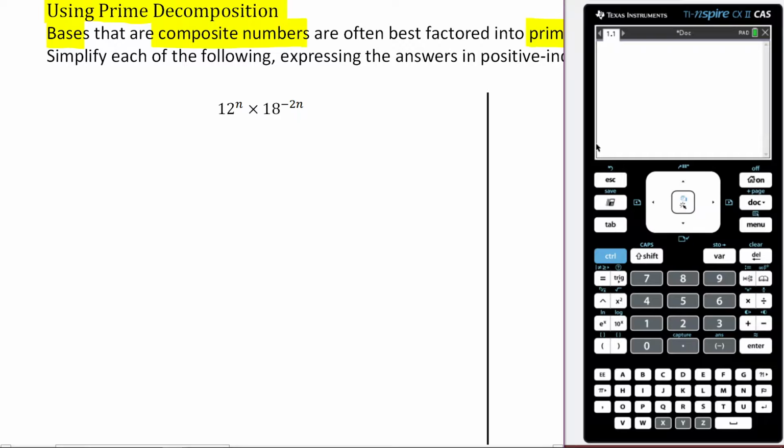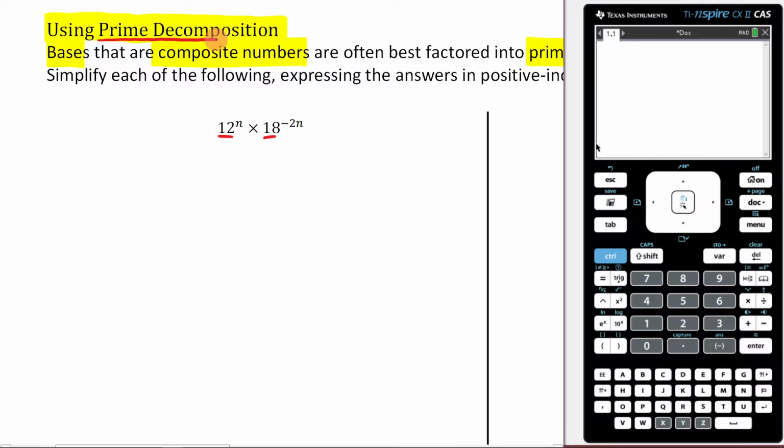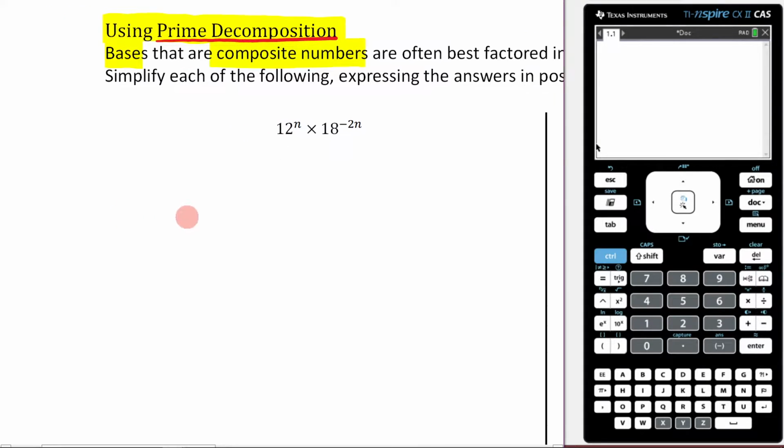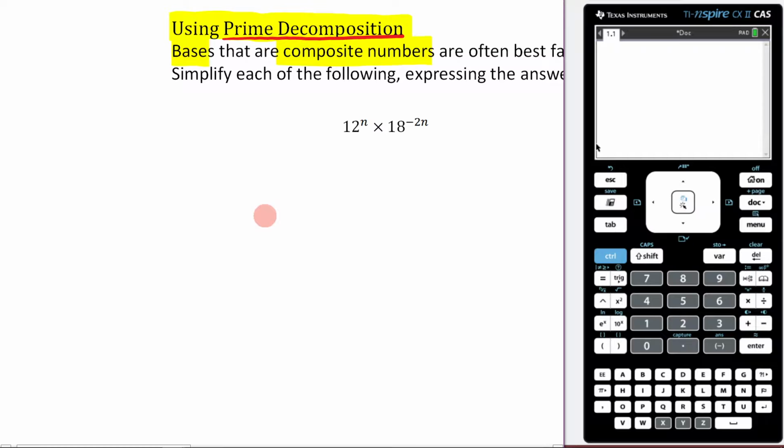Now, the very first thing I want you to take note of is the fact that because we have different bases, I can't use my index law that tells me I can add the indices because I have different bases. But if we use prime decomposition, we can overcome this issue. So how can we do this? Well, if I've got 12, how can I break it down into its primes? Now, I don't want you to write this down because I don't expect you to do this method, but you learnt in year 7 how to decompose things.